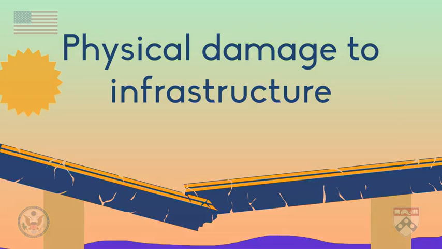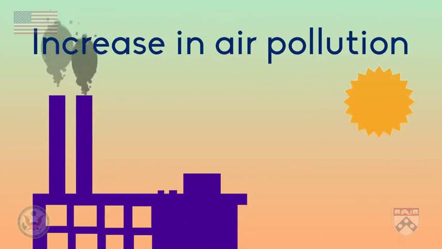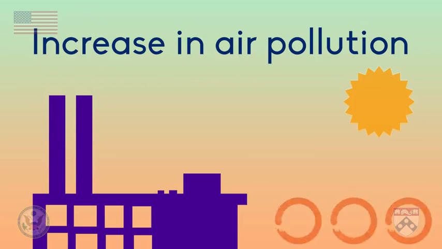A hotter atmosphere can also cause an increase in air pollution. When pollutants are released into the atmosphere, warm air can act like a cover, trapping the pollutants lower to the ground and not letting them escape to the upper atmosphere. In this case, the diseases caused by air pollution can be made even worse.